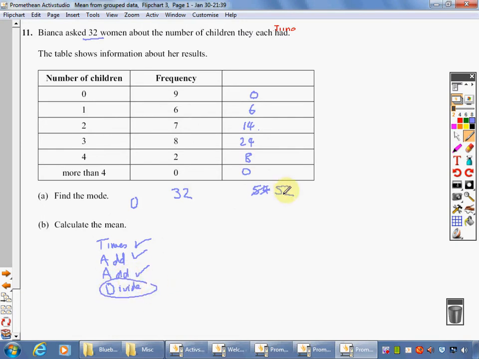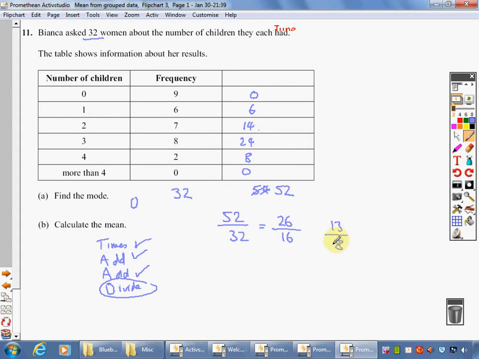Now I need to do 52 divided by 32, because the total of 52 children is shared out between 32 mothers. Now that looks horrendous, but stick to your fraction knowledge and go through it from that aspect. So 52 over 32. I can do a bit of simplifying there. I can halve that to be 26 over, well, half of 32 is 16. I can halve that again: half of 26 is 13, over 8.